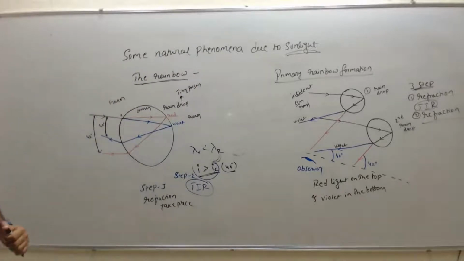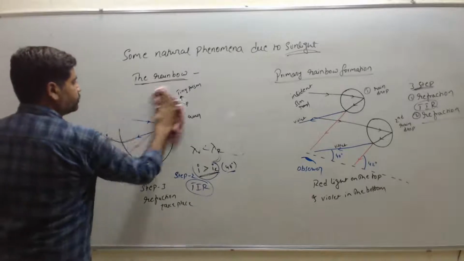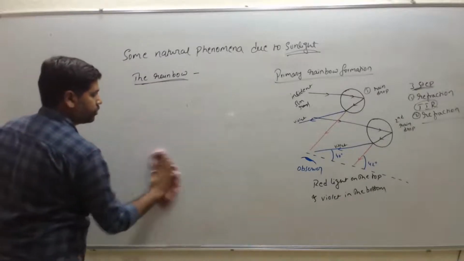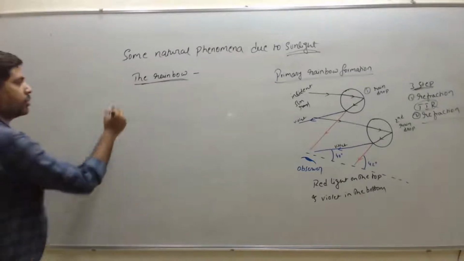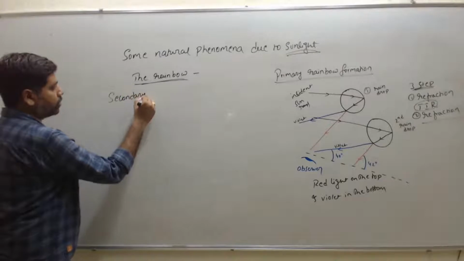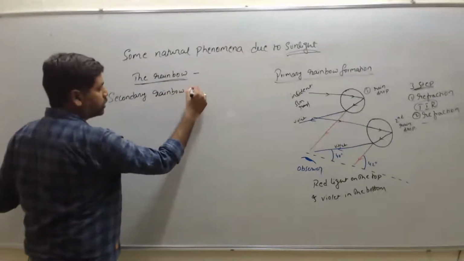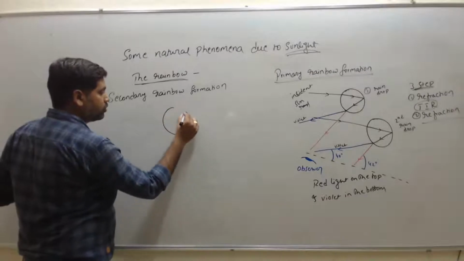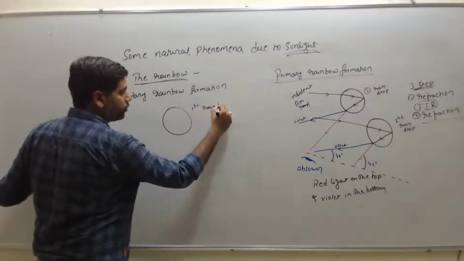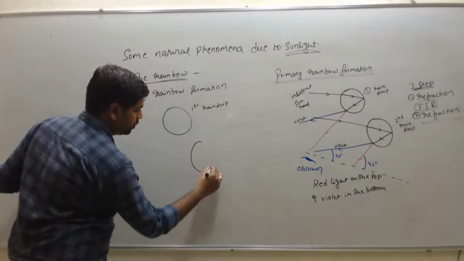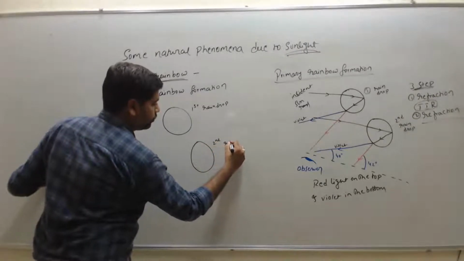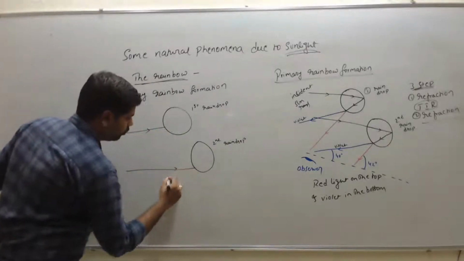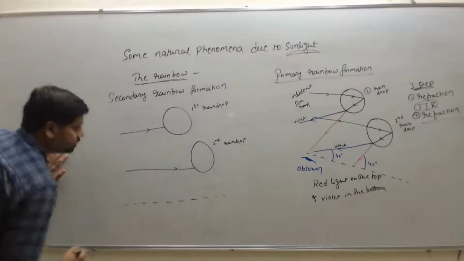So next is secondary rainbow formation. Here also we are considering two raindrops. This one is the first raindrop and here is the second raindrop. Here are two light rays, and this one is the observer's reference.